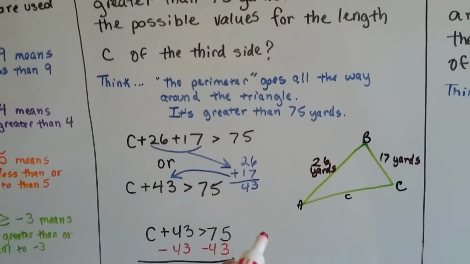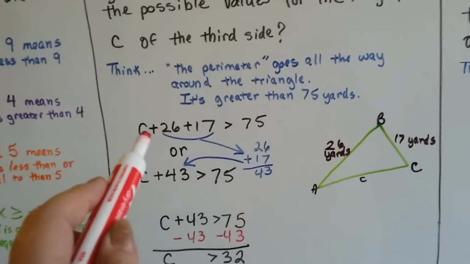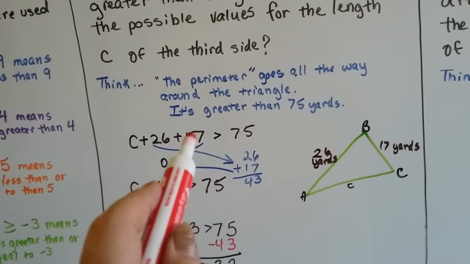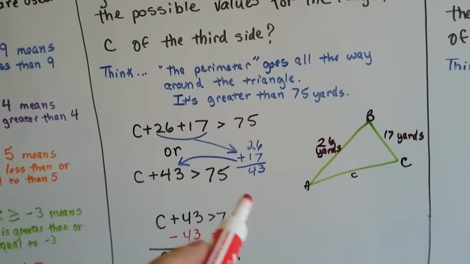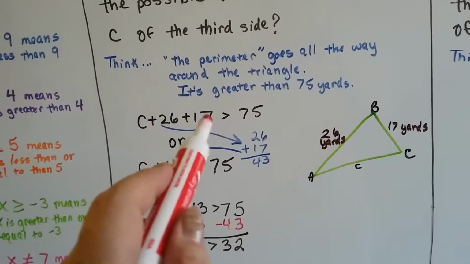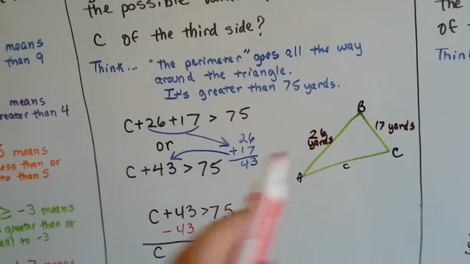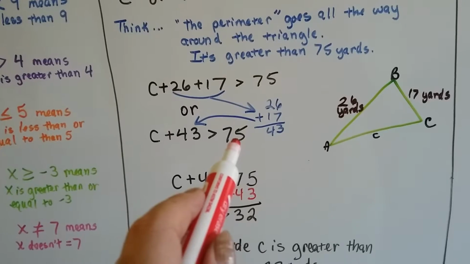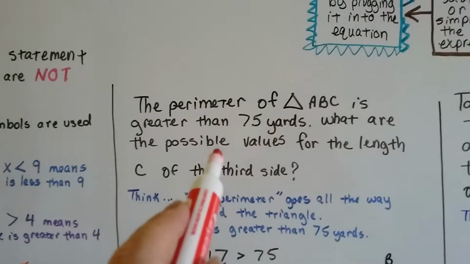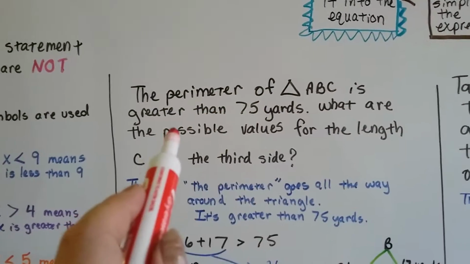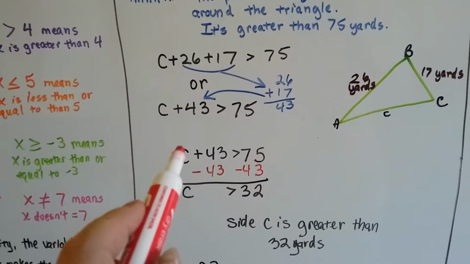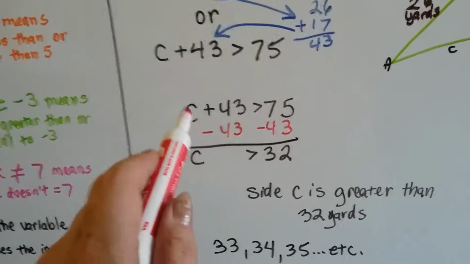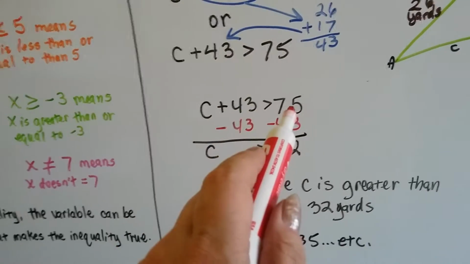So if it's bigger than 75 yards, we can do C plus these two sides, 26 and 17, is greater than 75. Or we can add the 26 and 17 together and get 43, and say C plus 43 is greater than 75. Because remember, it says that the triangle is greater than 75 yards. So whatever we get, it's got to be bigger than 75, so we have the greater than sign. C plus 43 is greater than 75.